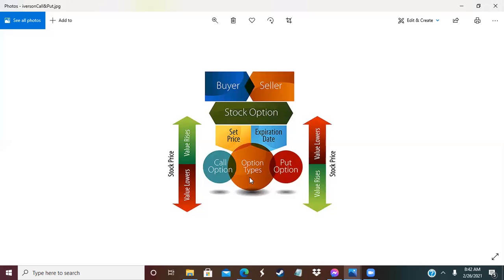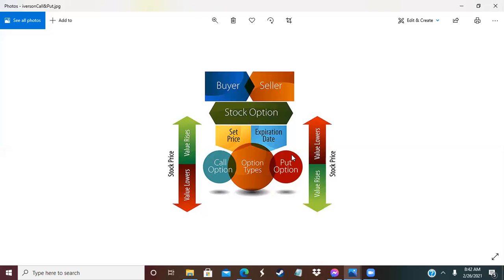And then there are two types of options. Okay. There's a call option, which is basically a bet that the price is going to rise, and that's represented here. So as the stock price rises, the value of your option rises, you make money. If the stock price decreases, then that lowers the value of the option and you lose money. Okay. So that's how call options work.